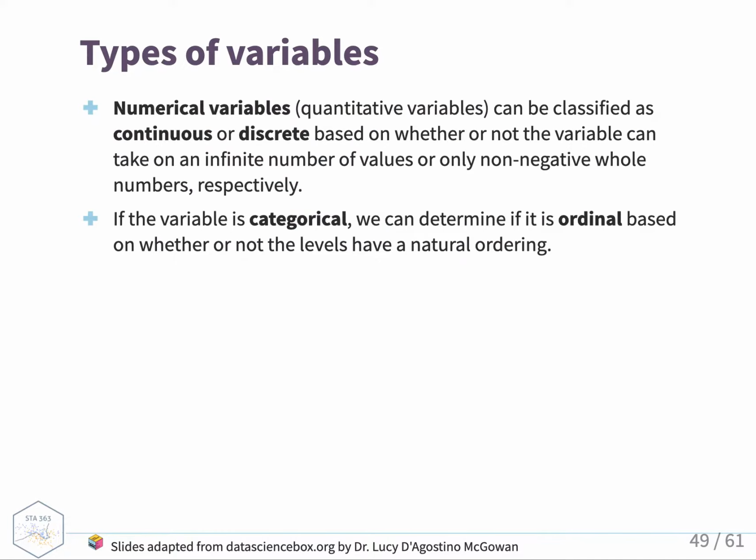Variables. So there are different types of variables. We've got numeric variables or quantitative variables, and these can be continuous or discrete based on whether or not the variable can take on infinite number of values or only non-negative whole numbers, respectively. And then we've got categorical variables, and these can be either ordinal, meaning they have some kind of natural ordering, or not. And so these are kind of the types of variables as a computer would recognize them.